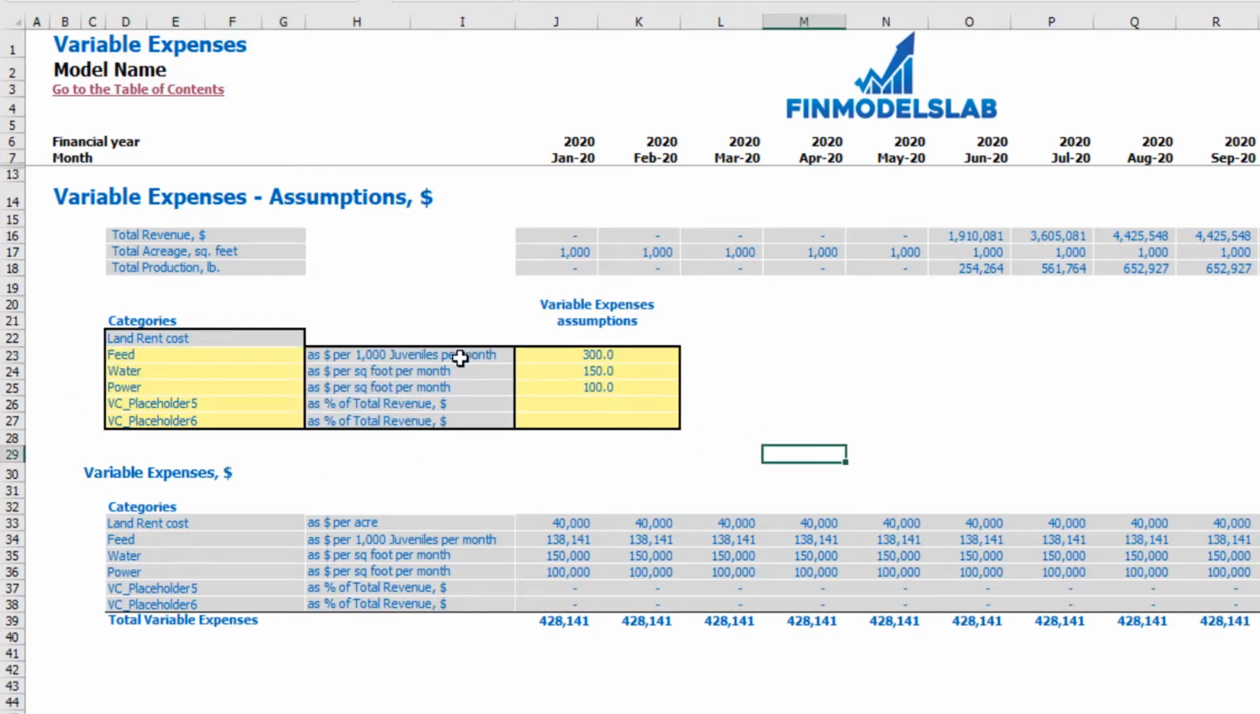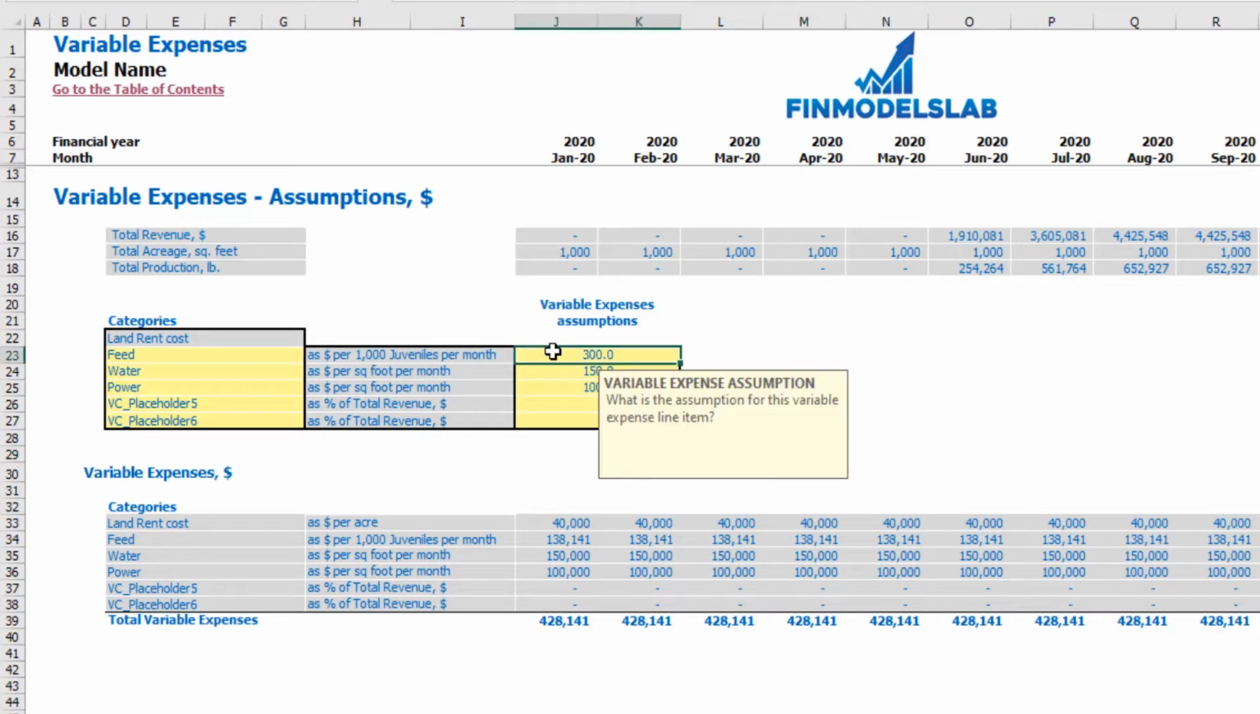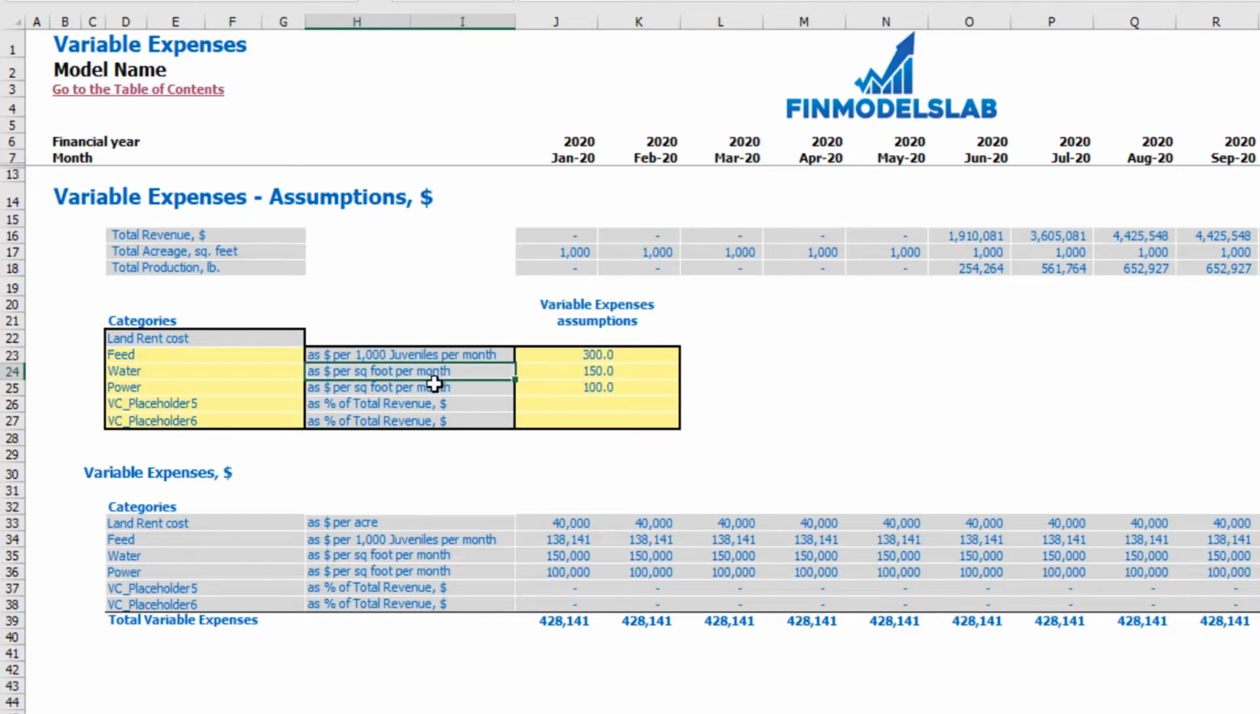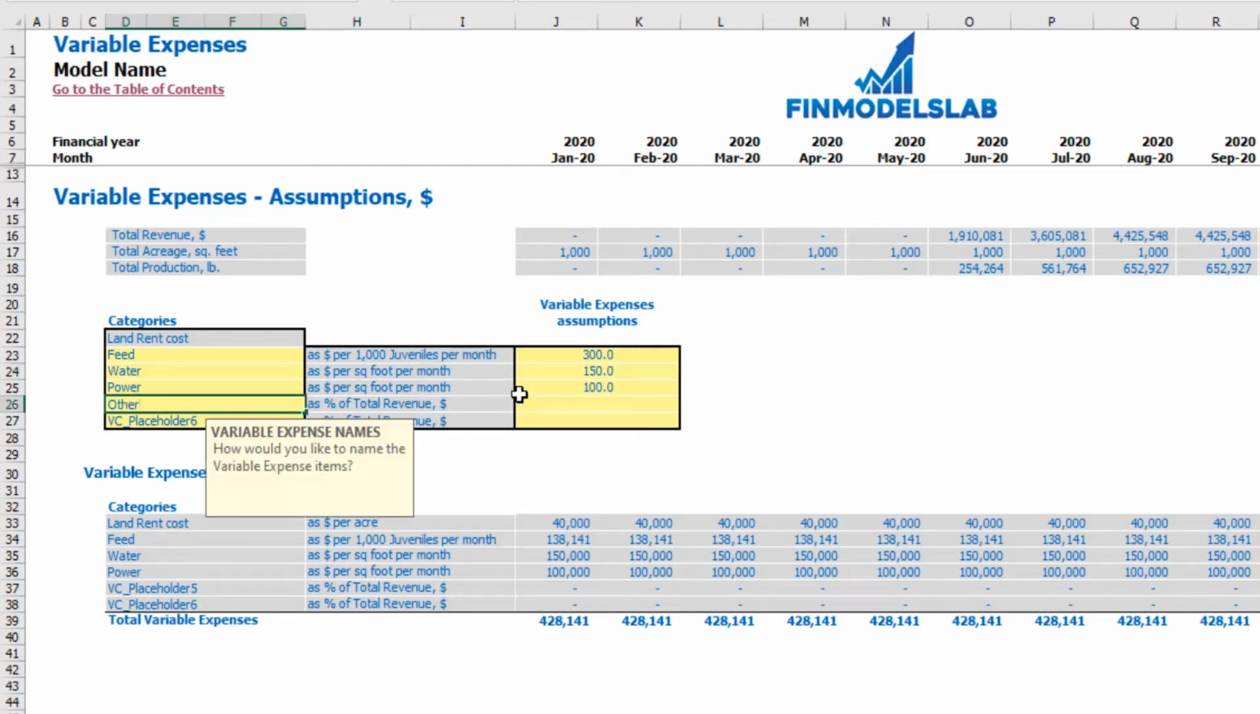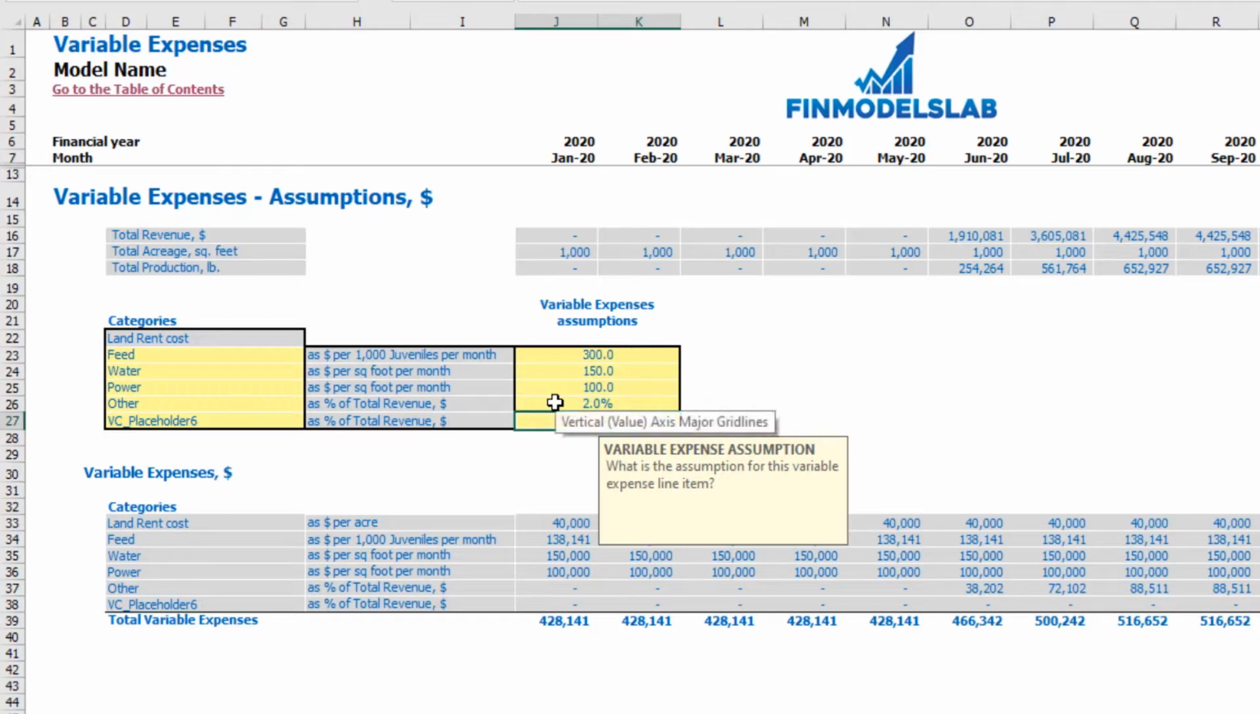and you have different options of how to calculate that. For example, feed can be calculated as dollars per 1,000 juveniles per month, which is $300. Water and power can be calculated as dollars per square foot per month, and you have 2 options to calculate variable expense as a percentage of total revenue. For example, other can be calculated as 2% of your revenue.